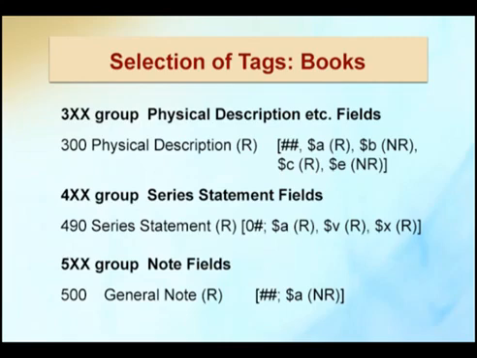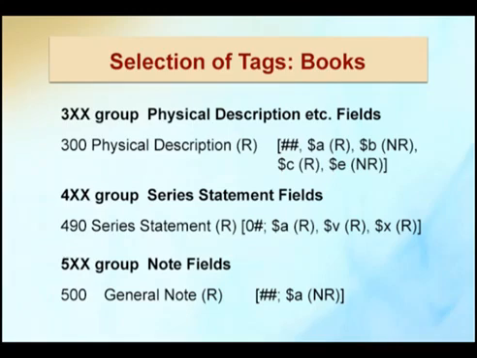In the 4XX group, there are two fields actually, 440 and 490, but please remember 440 is now an obsolete tag. All the series statement, that is the data related to the title of the series, series number, editor of the series, ISSN number of the series will go to 490. 5XX is basically the note field.